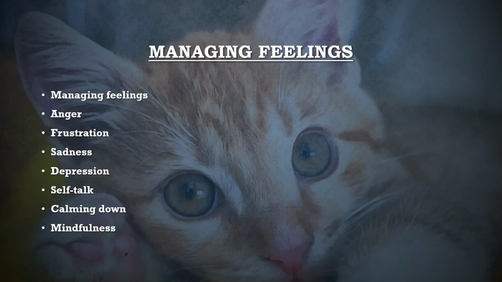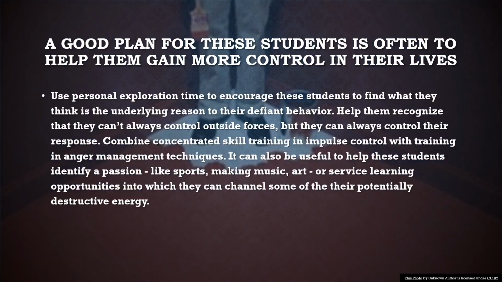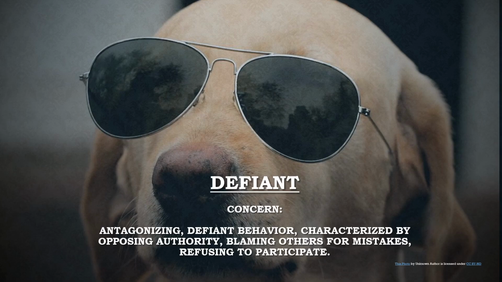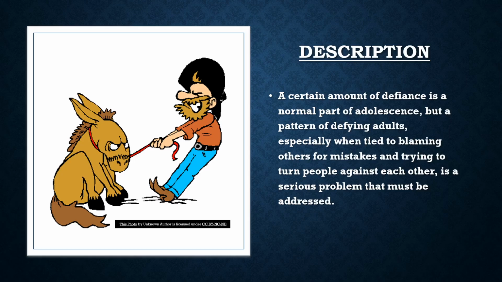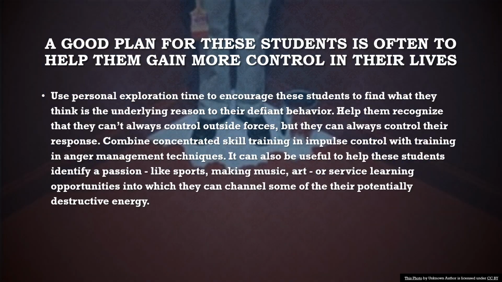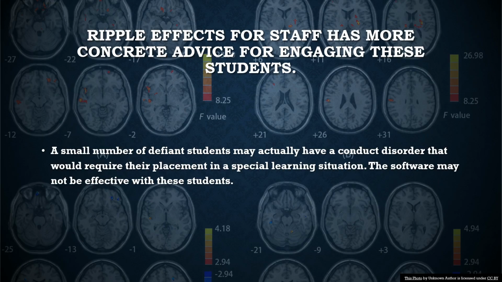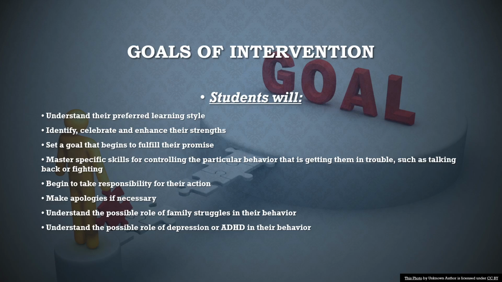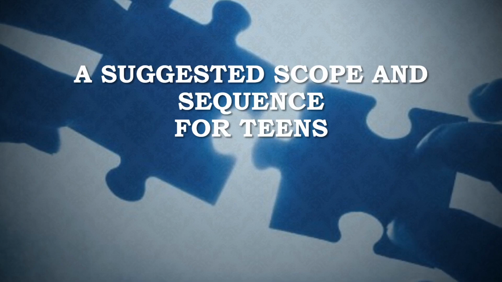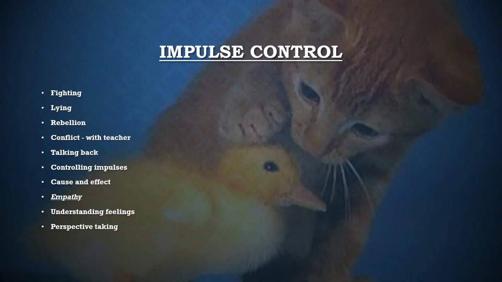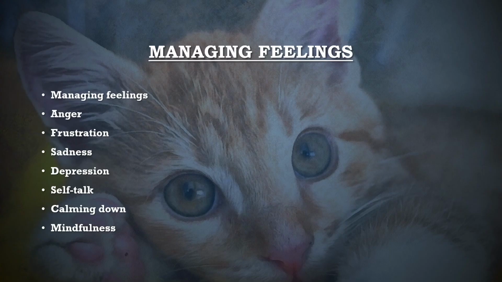I'm going to go all the way back to the front just for a second, to the beginning. Okay, when we go here to goals of intervention, these are the things that the students will be doing. This will be the goal, and then you go through the scope and sequence that will most likely reach those goals for students.